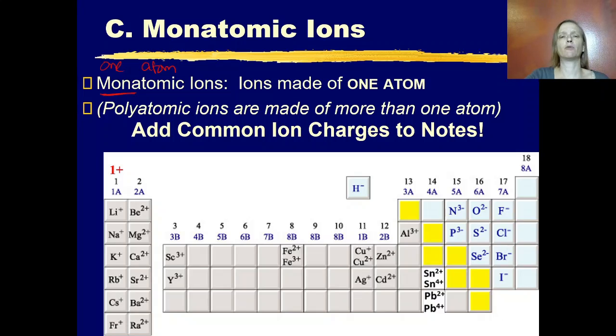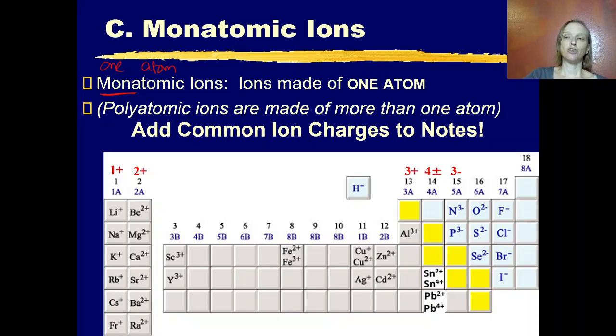So group 1 forms ions with a charge of +1. Group 2 forms ions with a charge of +2. Group 13 forms ions with a charge of +3. Group 14 forms ions with a charge of +4. Plus or minus, it can gain or lose electrons.